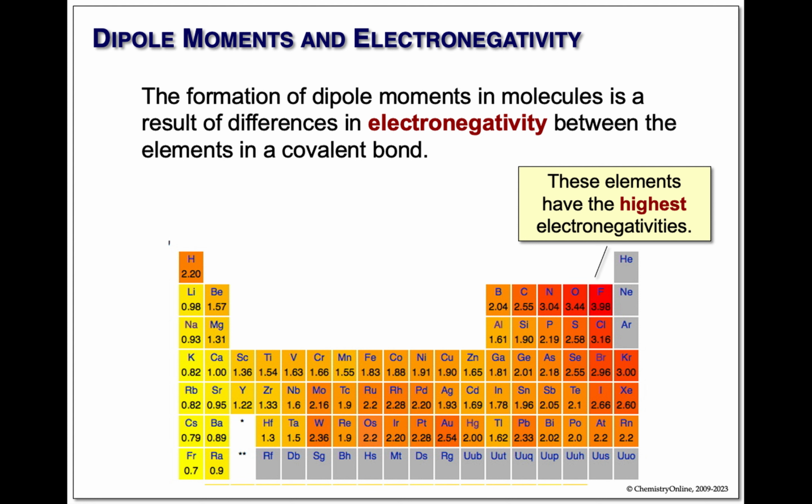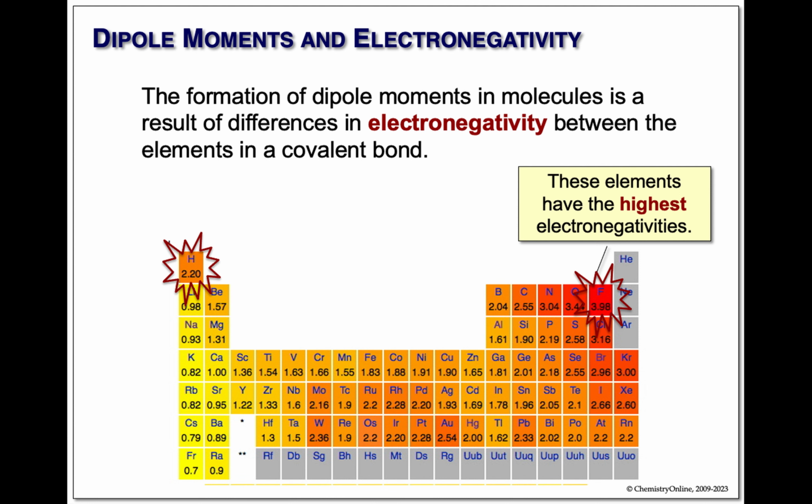With HF, we're dealing with hydrogen and fluorine. Fluorine is essentially 4, hydrogen is 2.2. That means that fluorine has a much greater propensity to attract the electrons towards itself. That gives us our polar covalent bond. Okay, so that's what a polar covalent bond is. The electrons are attracted towards the most electronegative atom in the bond.